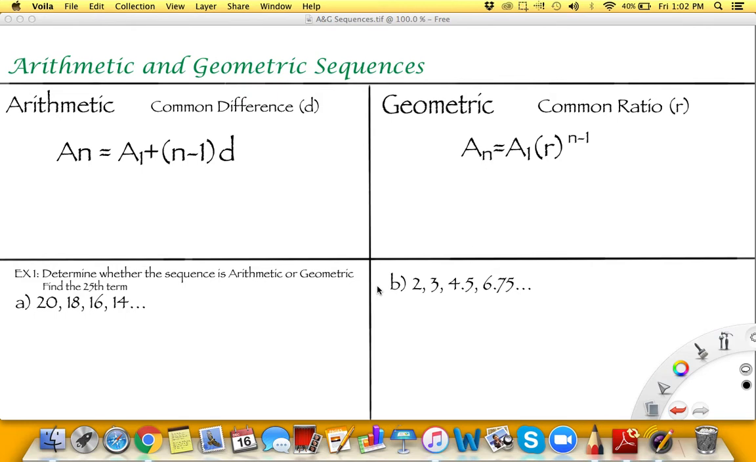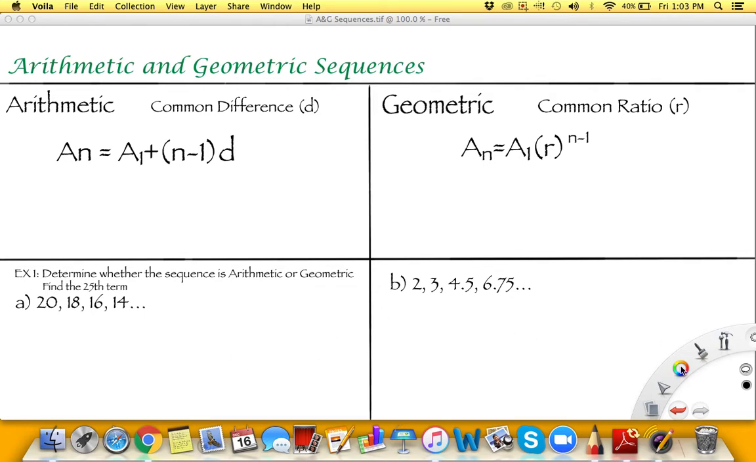And today we're going to be talking about arithmetic and geometric sequences. Now, in this first video, we're simply going to figure out how to identify whether a sequence is arithmetic or geometric, and then we're going to find a particular term in that sequence. So let's go ahead and get started.